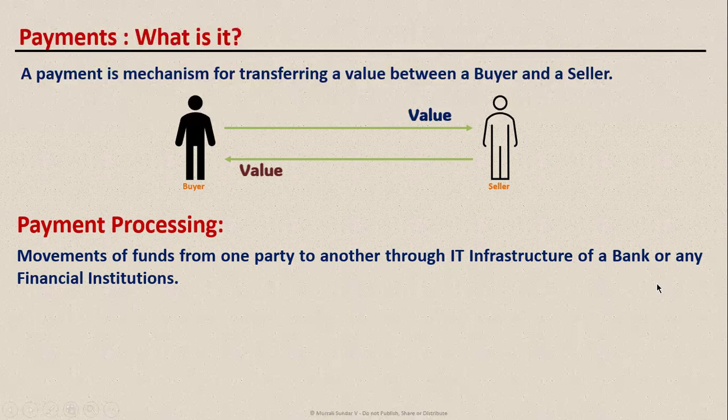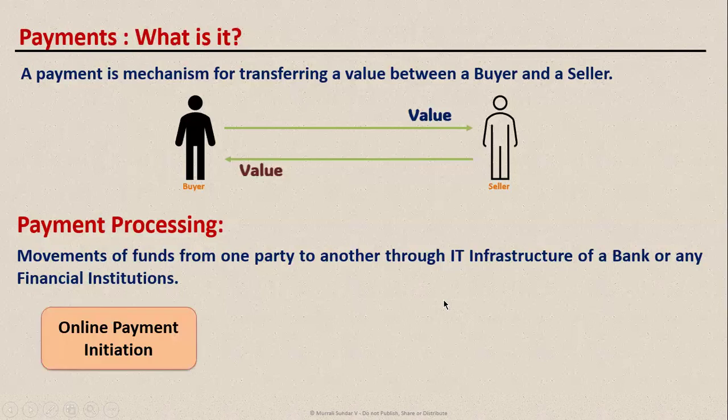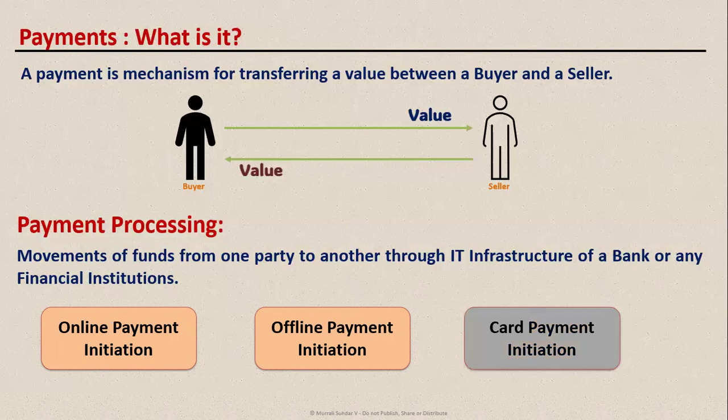The reason is, Google Pay is technically not a bank. It is one of the fintechs, offering a service for you to initiate a payment. So it is either the IT infrastructure of a bank or of a financial institution that helps you move money from one party to another. Typically, in the payments domain, we can say there is online payment initiation, through net banking, Google Pay, UPI, whatever it is, or offline payment initiation, which can be cheques, DD, or going to a branch and filling up a challan. Next is the card payment.